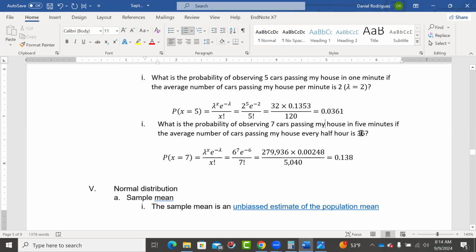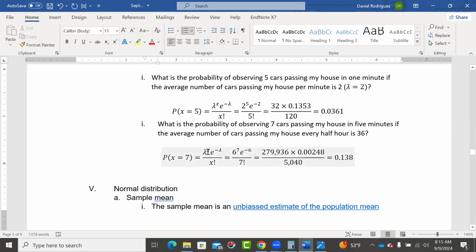So how many 5-minute periods are there in a half hour? There's 6, because 6 times 5 is 30, or 30 divided by 5 is 6. So my rate is 6. My lambda is 6 per 5-minute period.